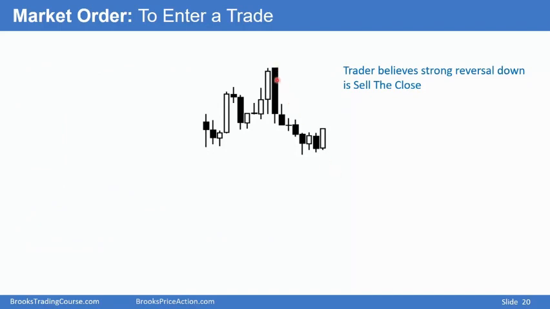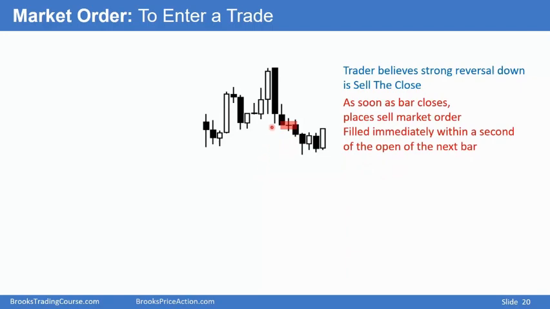We have a strong reversal down, and we have a second bar closing on its low. A lot of traders will see this as a sell the close market, a strong bear trend, where you can make money by selling closes. If you think it's a sell the close market, as soon as this bar closes, you hit the button on your software, sell the market. And you get filled immediately after you hit the order, early on during this bar with a market order.